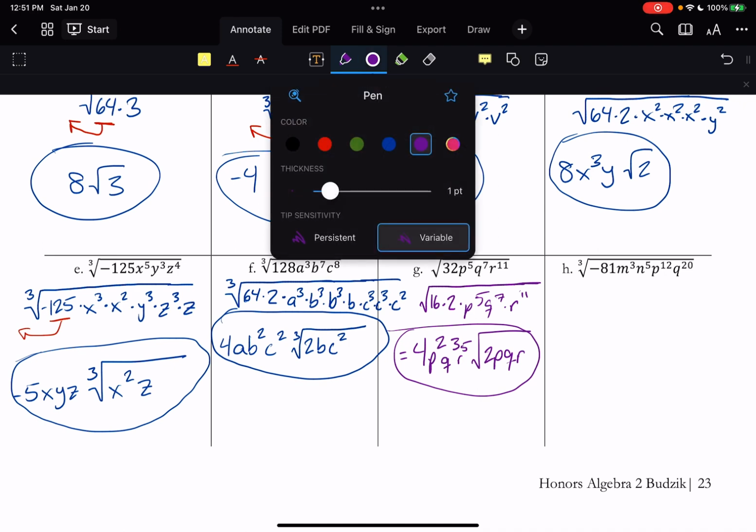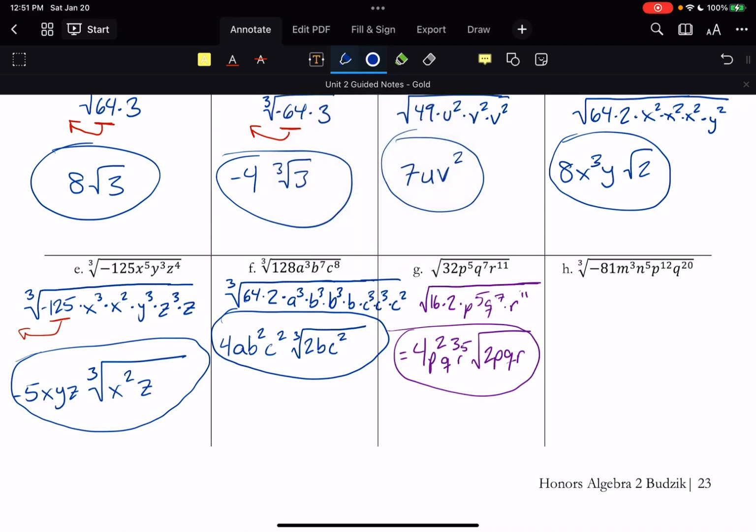And then my last one, I have the cube root of negative 81, m cubed, n to the 5th, p to the 12th, q to the 20th. So I know negative 81 is going to be negative 27 times 3. And then all my variable terms. So I know the cube root of negative 27 is negative 3, so I can pull that out. And then I'm going to leave that 3 inside of my cube root.